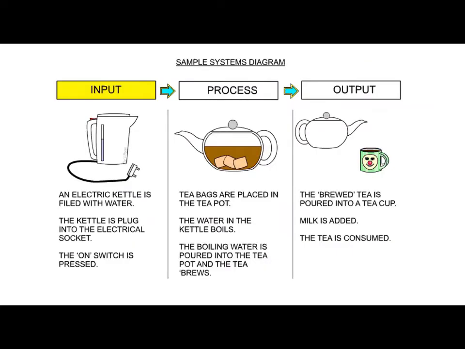So this is a really simple system diagram for making a cup of tea. So we have the input first. So we have an electric kettle filled with water. The kettle is plugged into the electrical socket and the on switch is pressed. So that's the input. The on switch is pressed, it's plugged in and it's pressed. The process then: the tea bags are placed in the teapot, the water in the kettle boils, the boiling water is poured into the teapot and the tea brews.